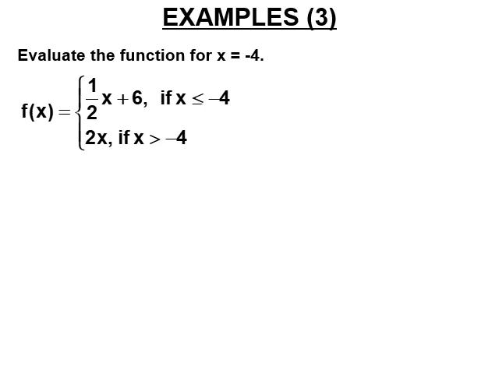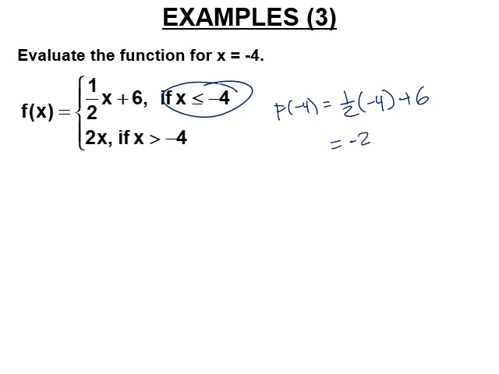All right, so x equals -4. So we're doing f of -4 equals 1/2 times -4 plus 6. Half of -4 is -2, right? And -2 plus 6 is 4. So f of -4 is +4.